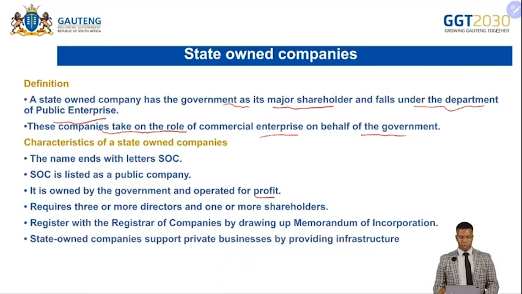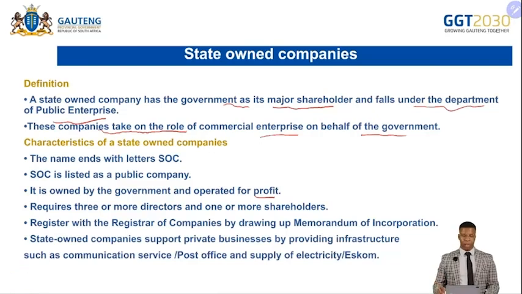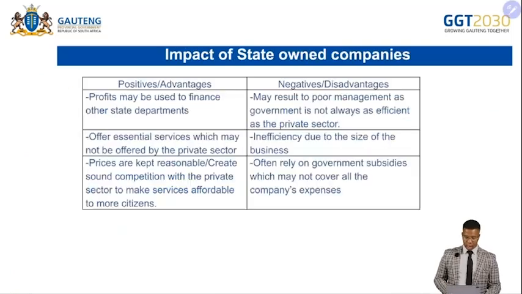And then state-owned companies support private businesses by providing infrastructure, like ESCOM. Infrastructure such as communication services, post offices, and supply of electricity. And then the impact of the state-owned companies, the advantages: their profits might be used to finance other state departments. Maybe the profits made by Eskom can be used to fund the Department of Education.